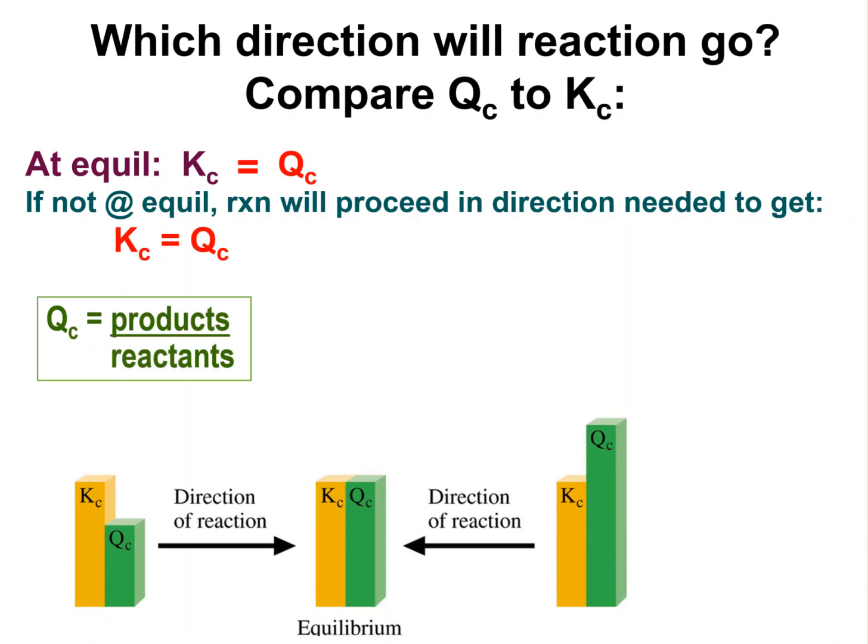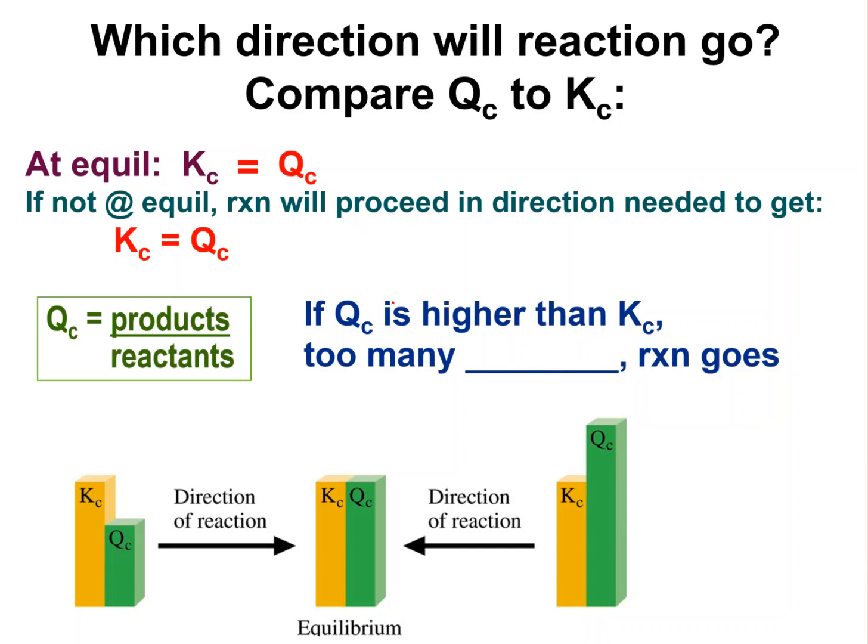Remember that QC, just like KC, is products over reactants. And so if your reaction quotient, your QC, is higher than your equilibrium constant, it tells you that you have too many products. And so the reaction will go to the left. It will prefer going to the left in order to get fewer products and more reactants, so that you get to that ideal ratio that is the equilibrium constant.